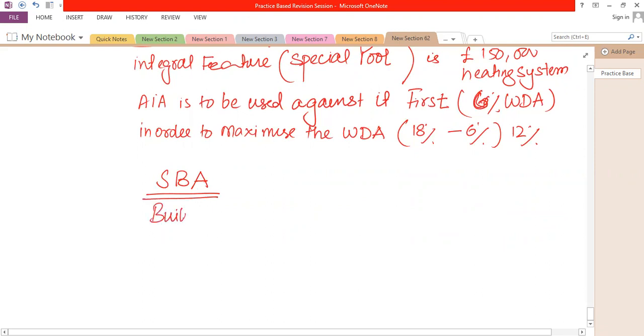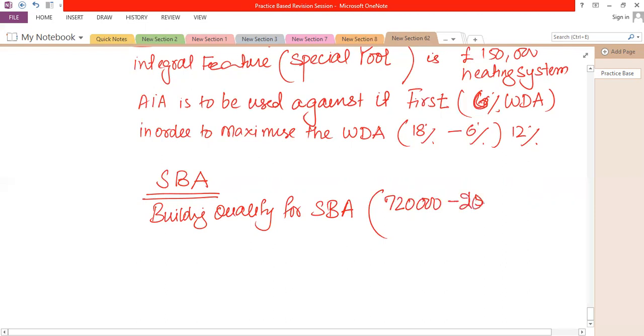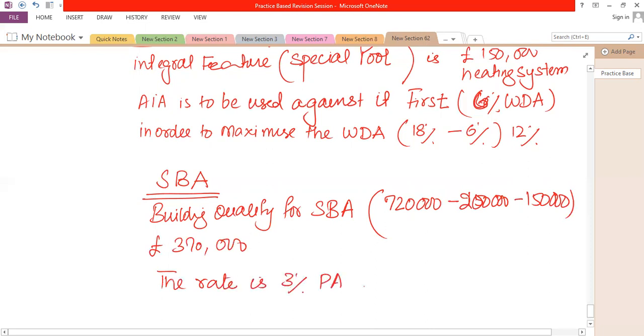The building that qualifies for SBA includes how much? 7,20,000 is the cost. Land element is 200,000 minus the plant. So how much is available for structure and building allowance? 3,70,000, right? The rate is 3% per annum on a straight line basis. Okay.